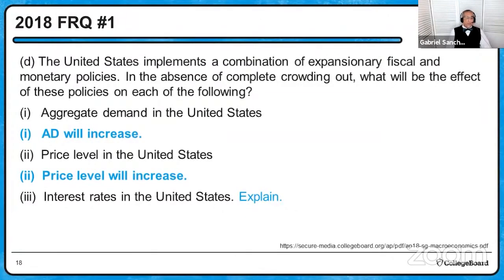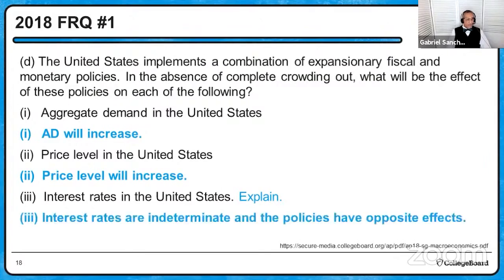Now, III, interest rates in the United States. Explain. What you need to look at separately, and then put together, is what effect expansionary fiscal policy has on interest rates. And they show us the term crowding out. What effect does monetary policy have on interest rates? And put them both together. Increase, decrease, remain the same, or indeterminate. All right, here we go.